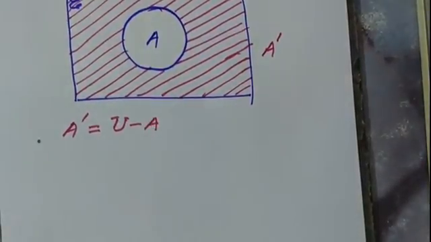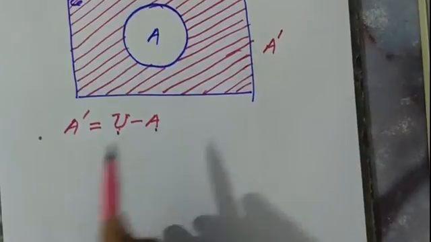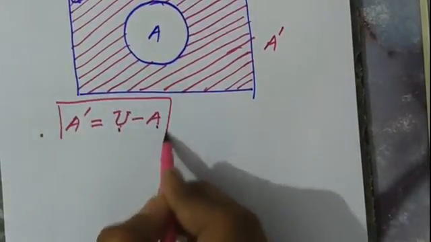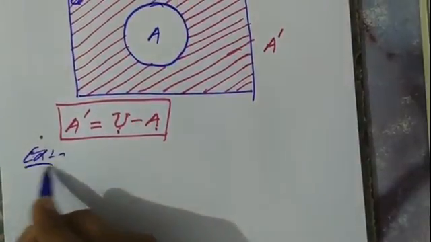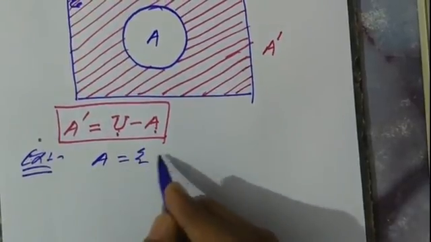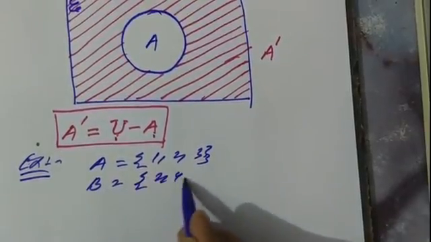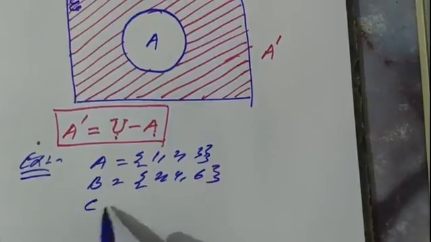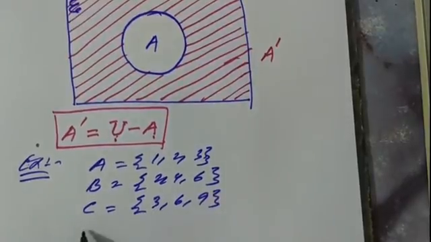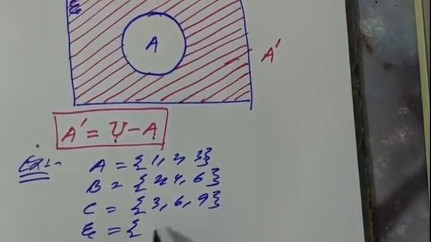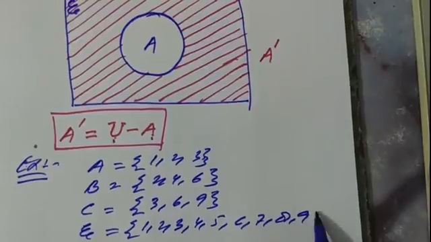Or in other words, we can say that A dash is equal to U minus A. That means the difference of universal set and A. Now let's take an example. That A is the set of 1, 2, 3. B is the set of 2, 4, 6. C is the set of 3, 6, 9, and universal set is 1, 2, 3, 4, 5, 6, 7, 8, 9.